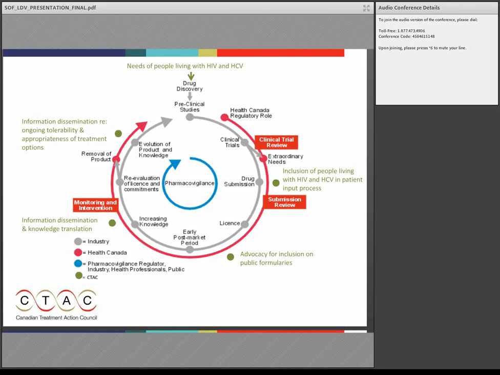While it is a little complicated, it is true that the regulatory and review system can be difficult to navigate. Ultimately, CTAC encourages the inclusion of new and effective treatments on public insurance plans. And as we move along that circle, we see CTAC as continually involved in increasing education, disseminating information, and translating knowledge.